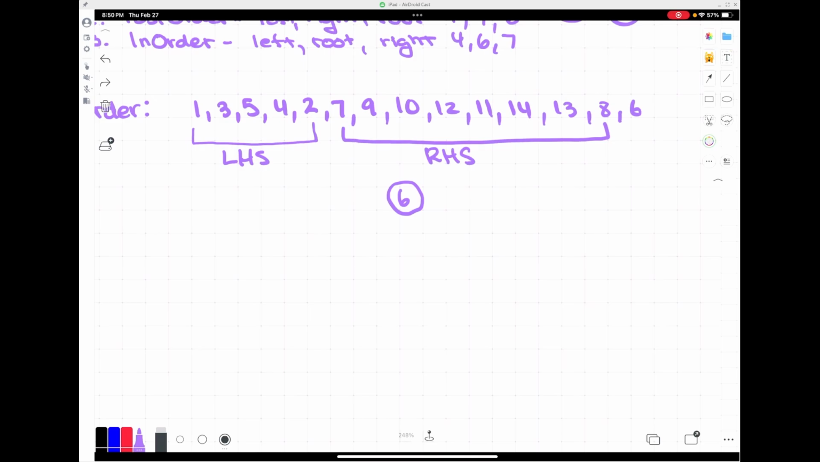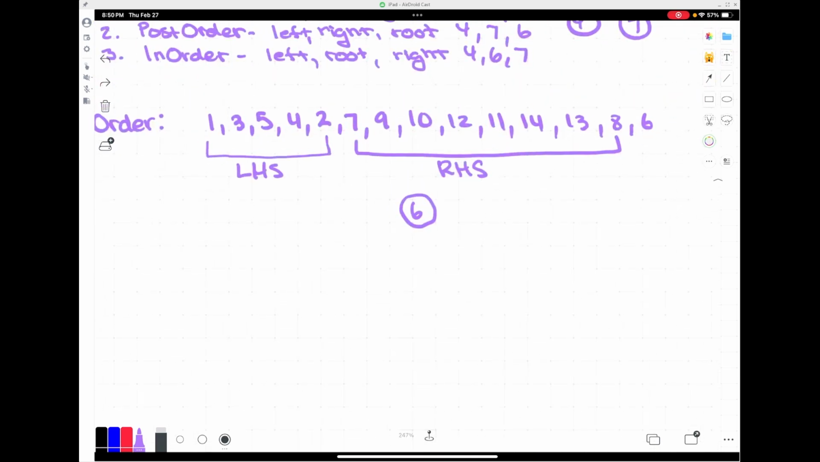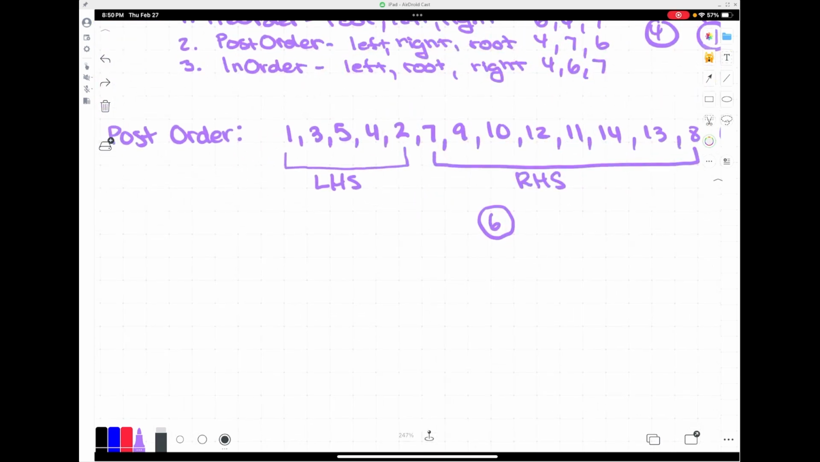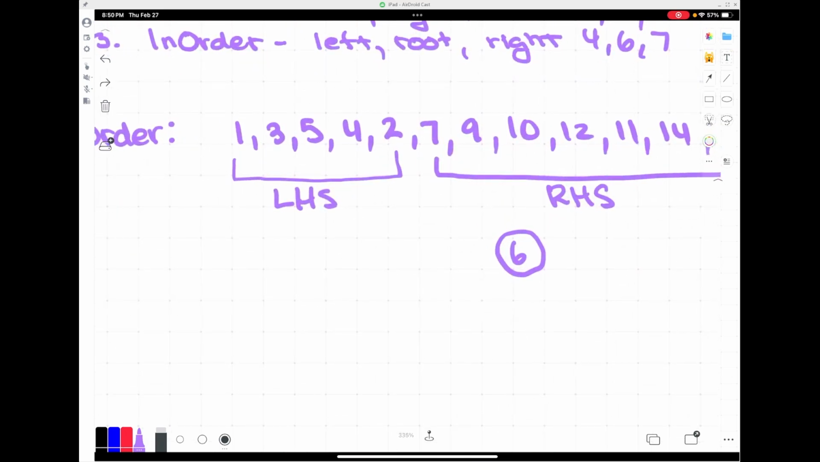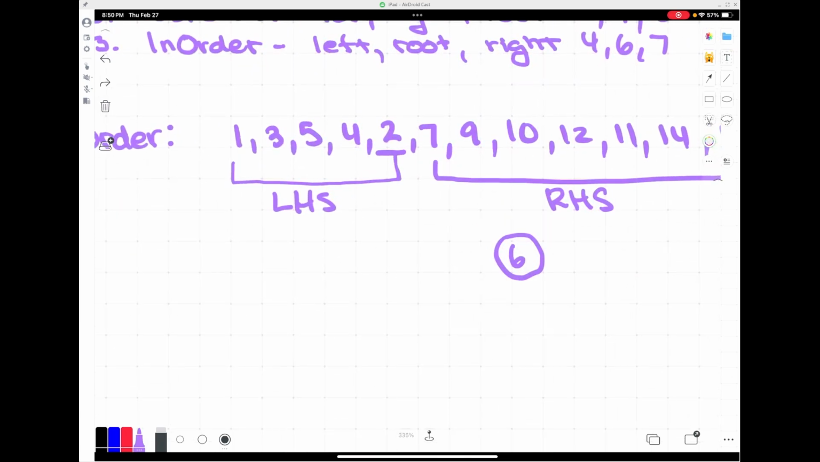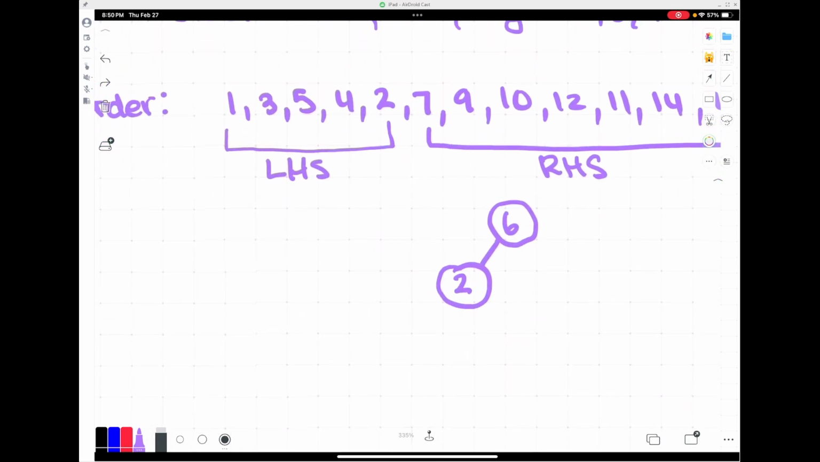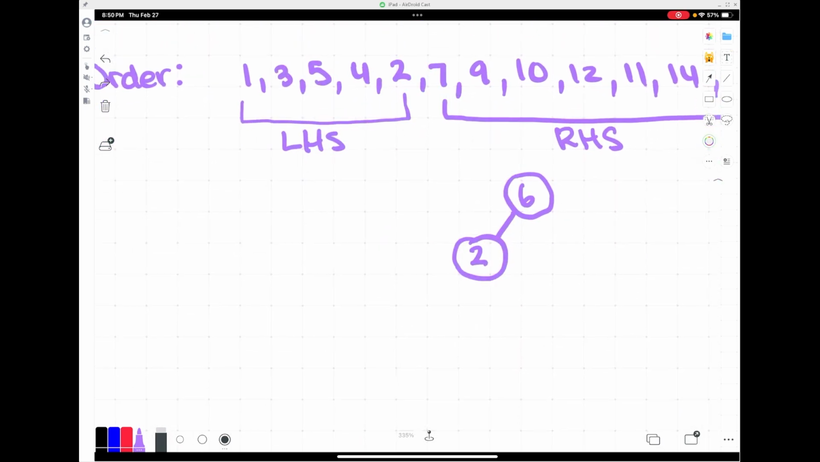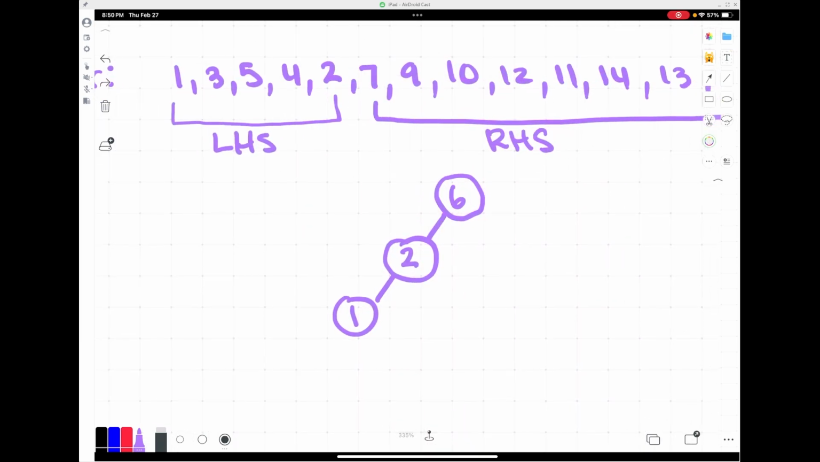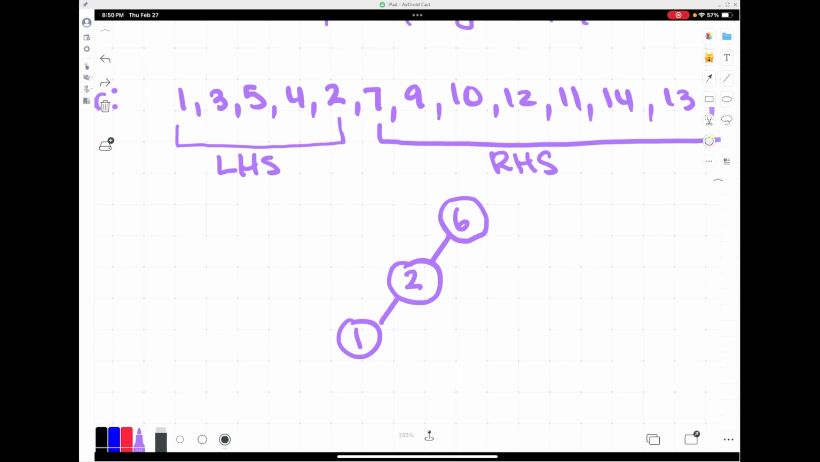Okay, so now let's work on the left-hand side. So the last number in the left-hand side is 2. So that is what we're going to write down here first. And then what is less than 2? Just 1. So 1 will be here. Alright, so now we can work on the right side of 2, which is whatever is greater than 2.